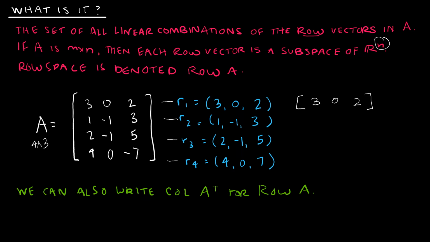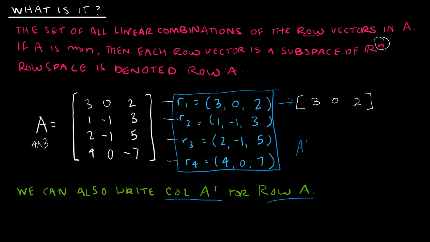Also, if you'll note down here, we can write the column space of A transpose for the row space of A. So this is the row space of A, or I could write it with this notation, or I could write the column space of A transpose. So remember, A transpose would just be turning my rows to columns and columns to rows.